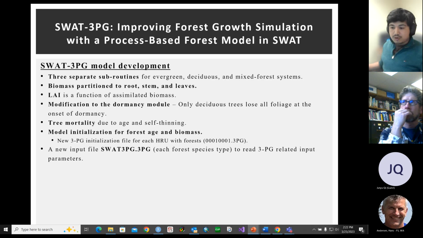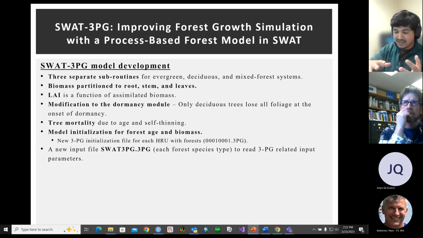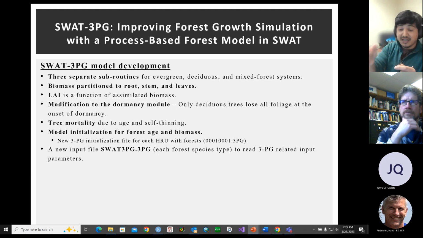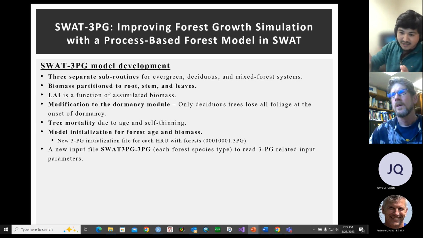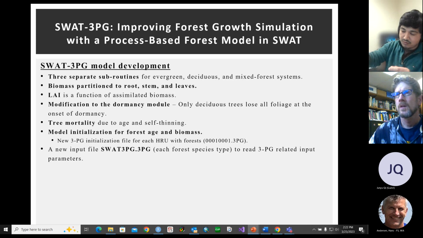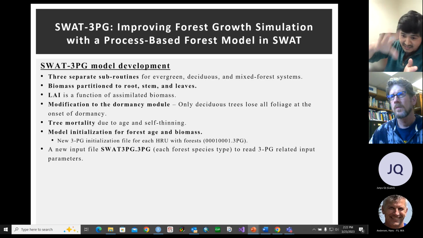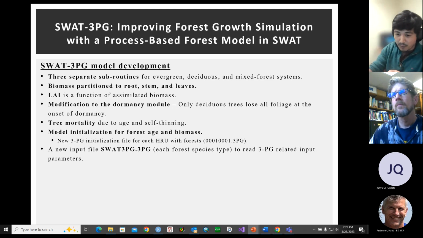Sure, so all these estimations are based on 3PG, right? The 3PG module assimilates biomass, and then based on age and growth conditions, it uses these relationships, which have been defined for different tree species, to partition the assimilated biomass into foliage, stems, and leaves, right? So that is the approach that we take as well.